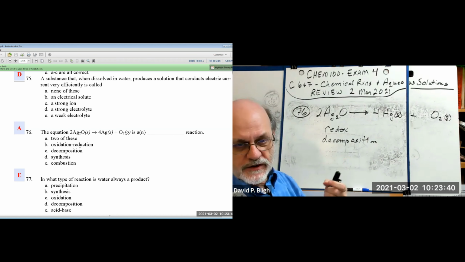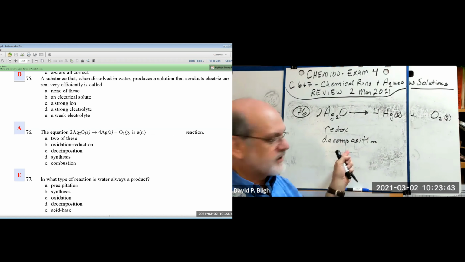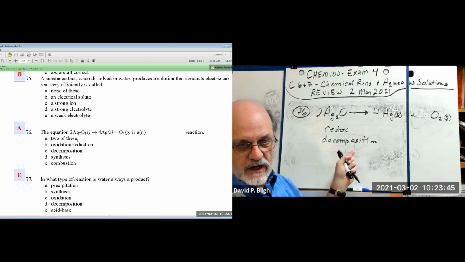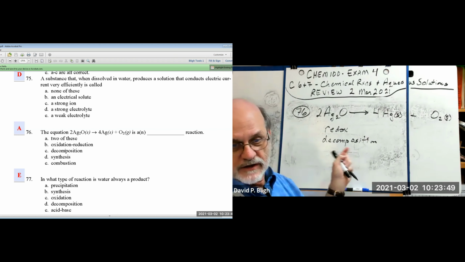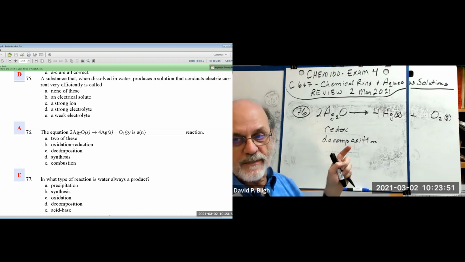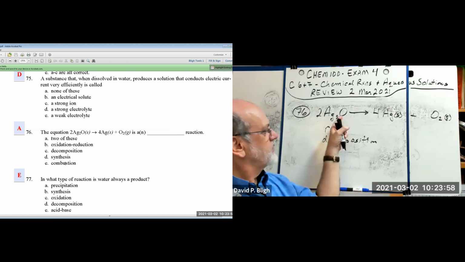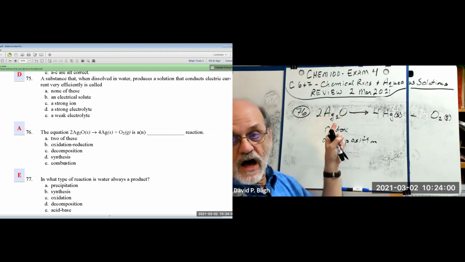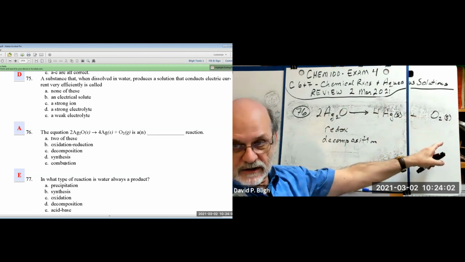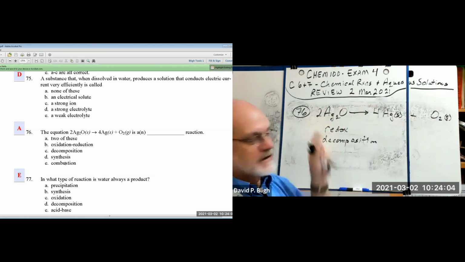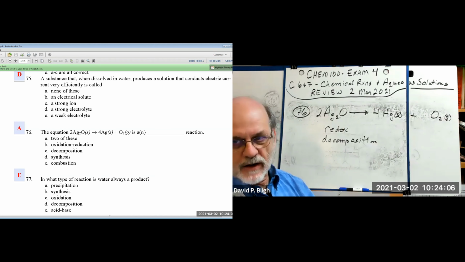So if you look at our choices, decomposition is there, oxidation reduction is there. It's not a synthesis. That's going the other direction. Synthesis and decomposition are opposites. You can't have both at the same time. It's not a combustion because one of the reactants is not oxygen. Oxygen's a product. So in that case, combustion is not possible. So that's why A is the answer. Just two of them are correct.